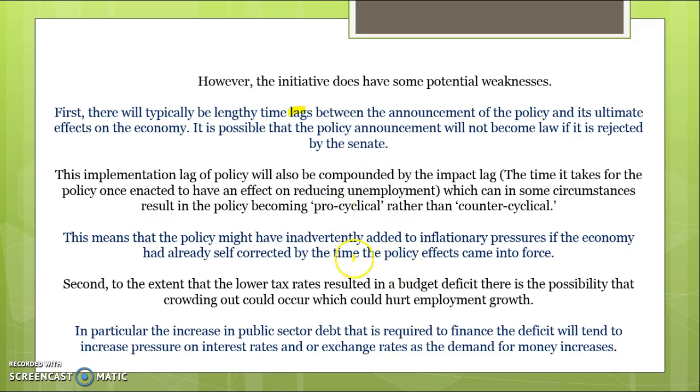Other things might be that lower tax rates can lead to a budget deficit. And when we have a budget deficit, that can lead to crowding out, so it can lead to higher interest rates. So the problem is that budget deficits can lead to higher interest rates because there's more demand for banks' funds, and therefore that can lead to problems because it causes lower consumer spending and higher exchange rates. So one problem is the impact lag and the implementation lag. The next one is it can lead to crowding out.